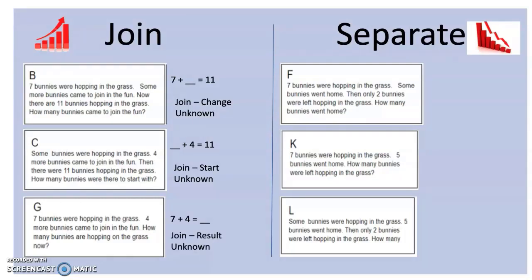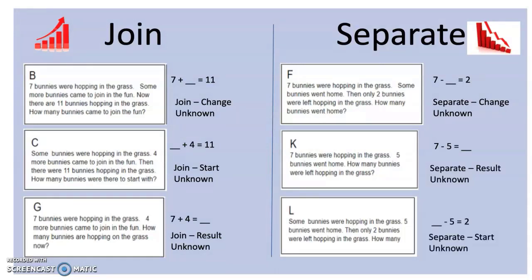Now let's look at the separate cards. Card F starts with 7, some went home and the result was 2 bunnies. This makes card F a separate change unknown word problem. Card K does not have the resulting quantity, so it is a separate result unknown word problem. And card L does not state the starting quantity, so it is a separate start unknown word problem.